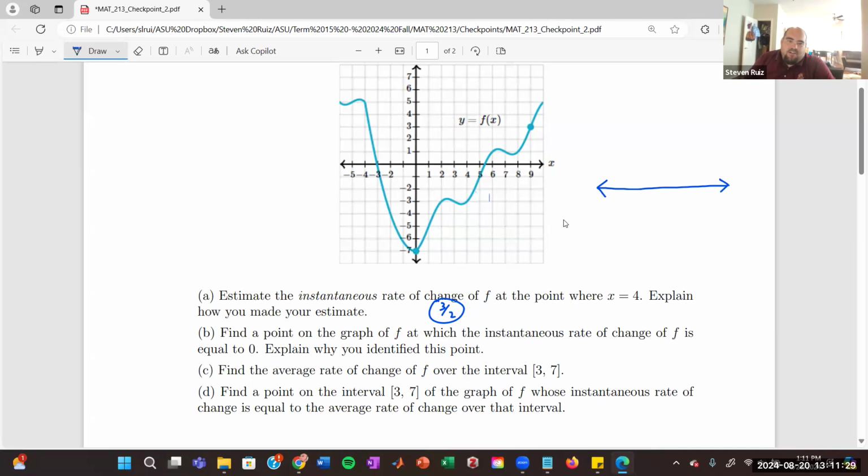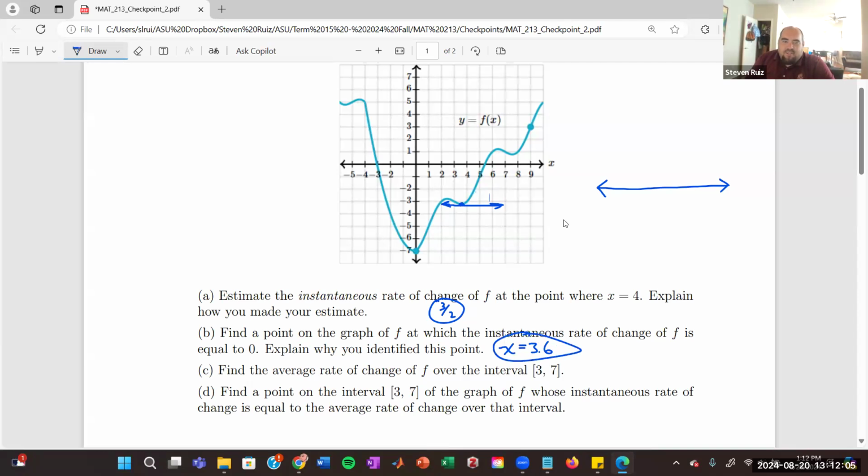There are a lot of options here, a lot of places where this happens. I'm going to just highlight one of them, and I'm going to say this point here, because if I look to the left of that point, the curve is going downward to that point, and afterward, the curve is going upward from there. So I think because of that, I can say that that is one such point where the instantaneous rate of change is 0. I'm going to say that's x equals 3.6.